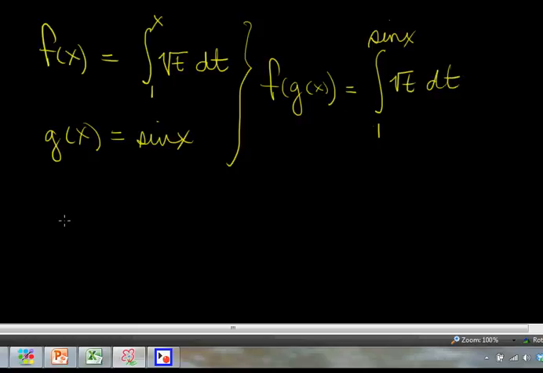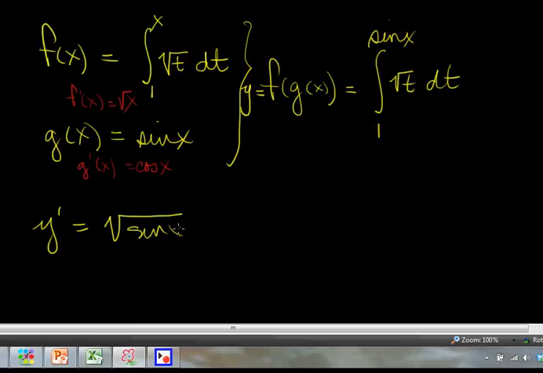So to differentiate this, let me just call it y right now. So I'll say y prime, or dy dx, would be equal to the derivative of f at g. We know that f prime of x here is the square root of x, and of course g prime of x is cosine x. So we're going to have f prime of g of x, so we will have the square root of sine x times the derivative of sine x, which is cosine x.